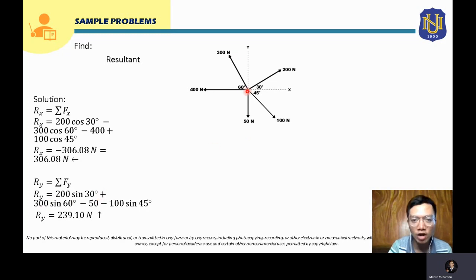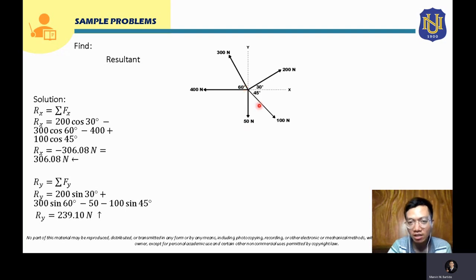The next force will be 400 Newton, but since 400 Newton is a horizontal force, it will not be included in the summation of vertical component of forces. So the next force is 50 Newton. Since this is already a vertical force, you just add that directly here in your summations. But since this is directed downward, this will be negative. That's why it's negative 50 here.